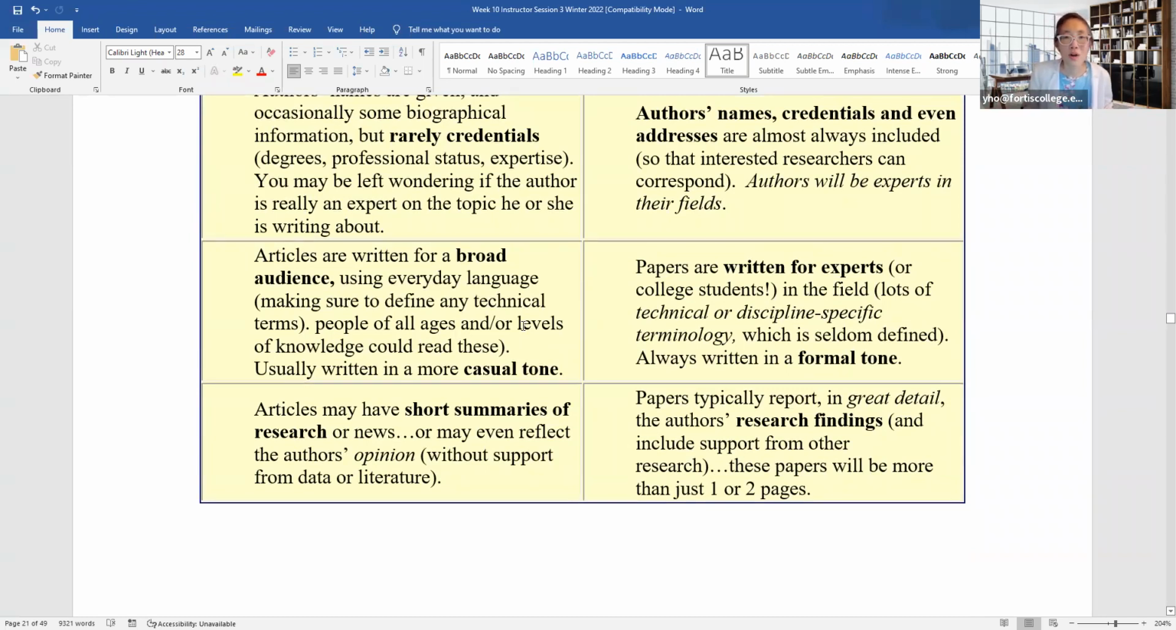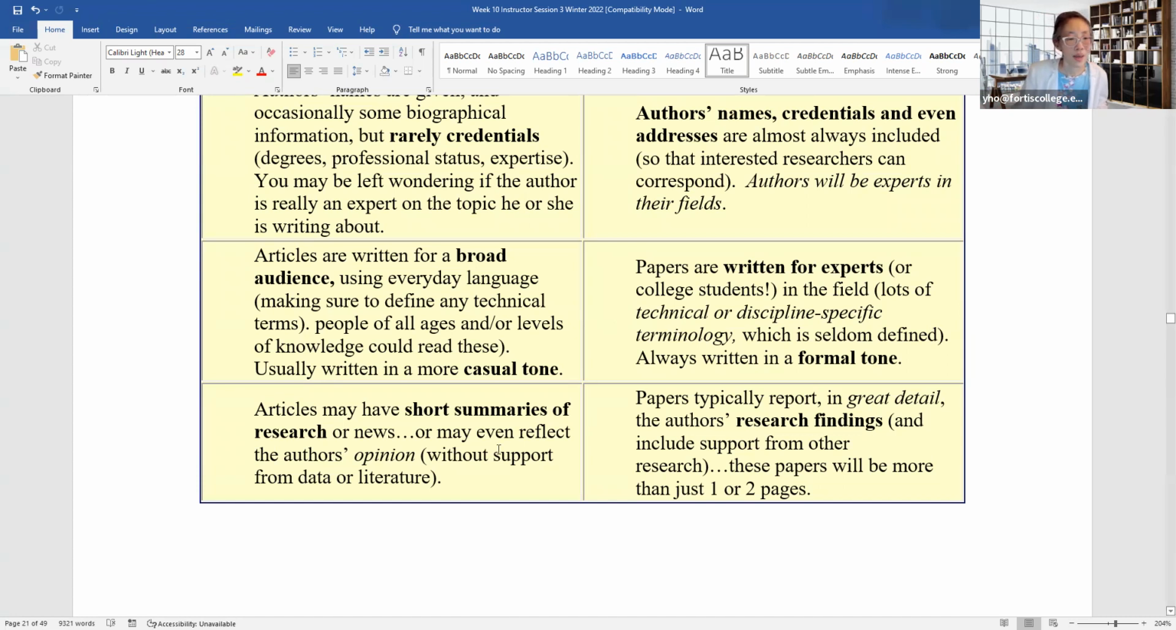You really have to water down your source in order for every average Joe to understand. And then here, in a scholarly source, it's written for experts. That's why scholarly sources are very hard to read, and that's why they use a lot of jargon, because they assume you already learned what that means.